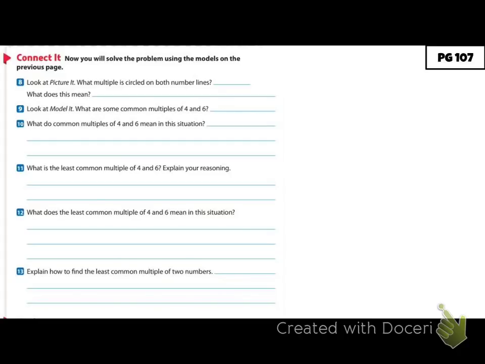Alright, so let's answer a few quick questions. Look at the picture. What multiple is circled on both number lines? Well, in this case, it's 12. What does this mean? That 12 is a common multiple. Look at model it. What are some common multiples of 4 and 6? Well, if we start looking through them, we have 12, 24, and 36.